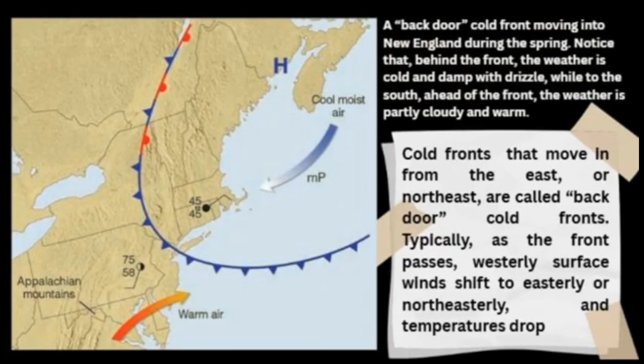Previously, I mentioned backdoor cold fronts moving into New England during the spring. Notice that behind the front, the weather is cold and damp with drizzle, while to the south, ahead of the front, the weather is partly cloudy and warm. Cold fronts that move in from the east or northeast are called backdoor cold fronts. Typically, as the front passes, westerly surface winds shift to easterly or northeasterly and the temperature drops.